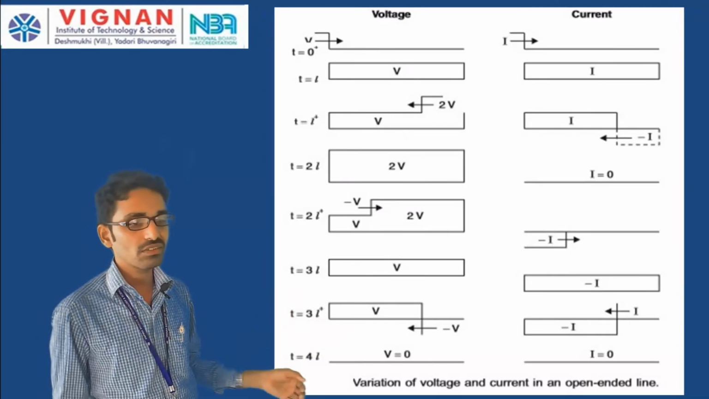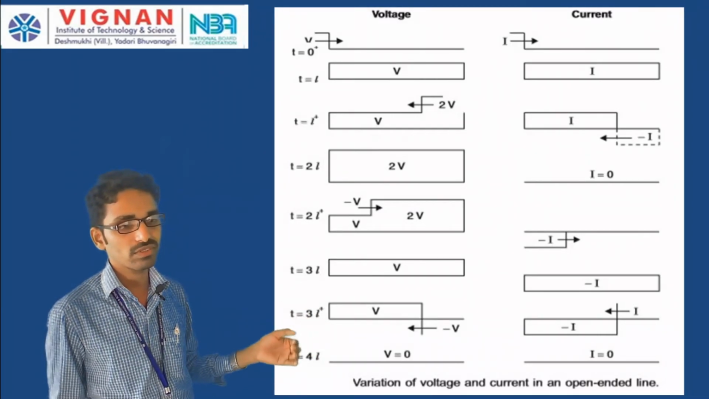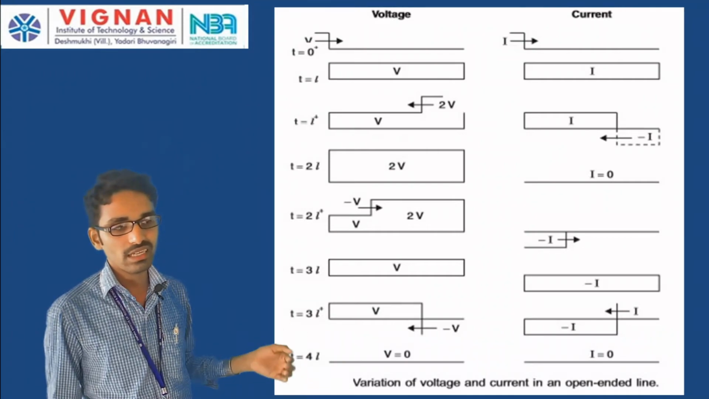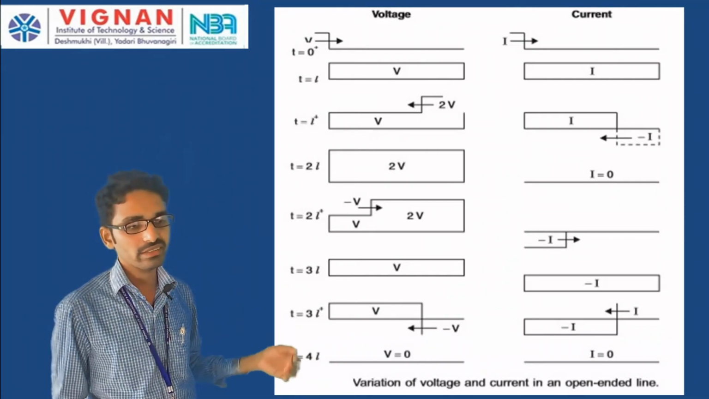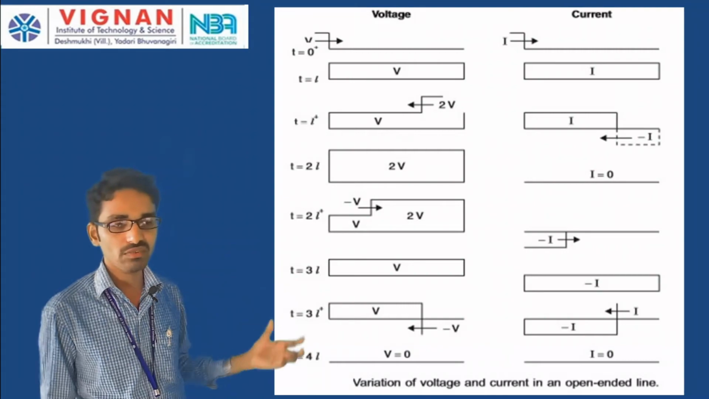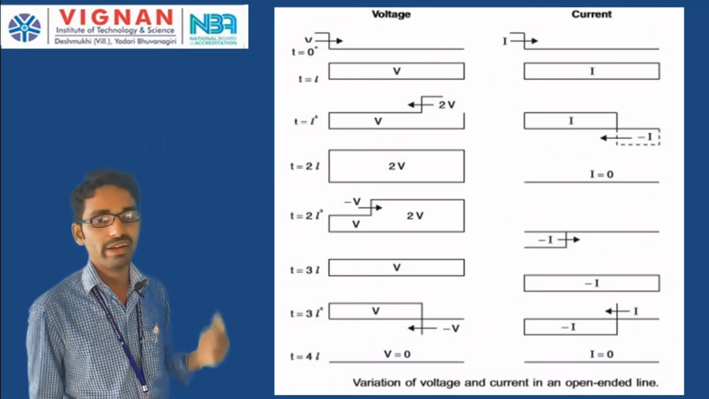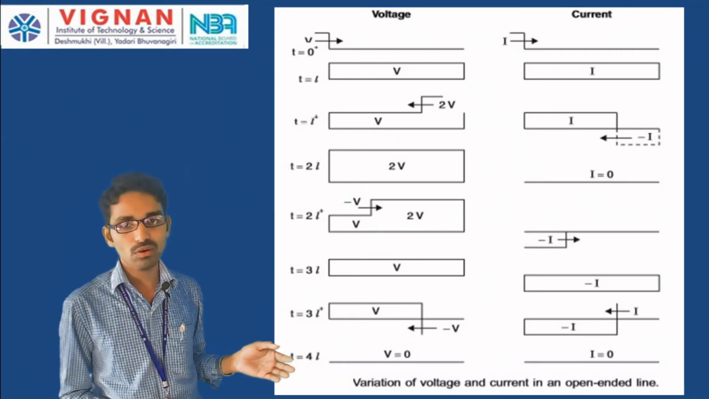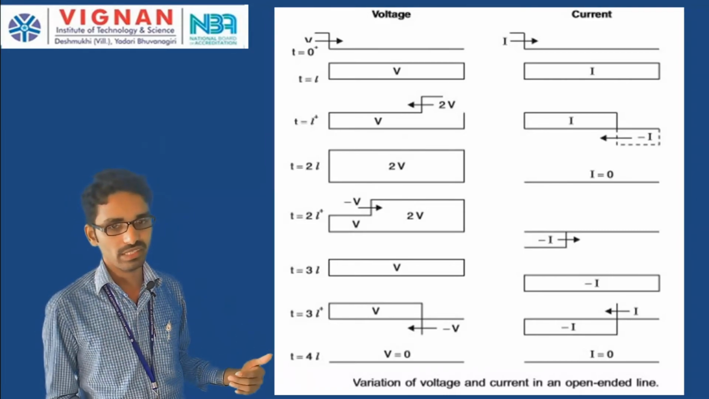So this continuous rotation of the waves, this cycle, is going to repeat until the voltage wave or current wave reaches the open end. Until it reaches the open end, the cycle is going to be repeated. Okay.